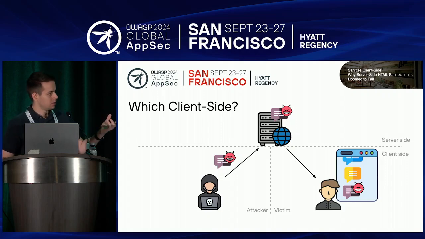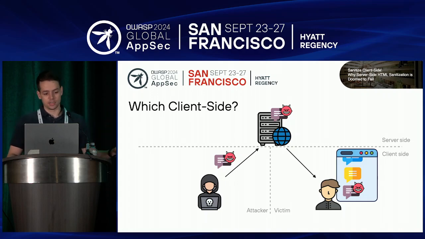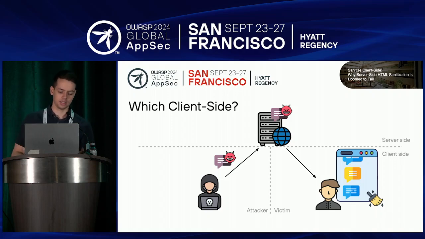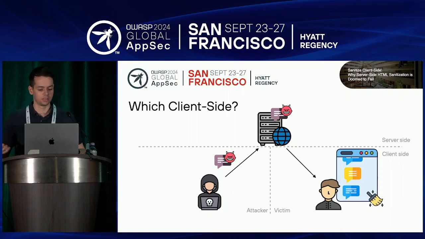And then we have the victim, which is the one that views the page and essentially triggers the XSS. So we have actually two nodes on the client side. And when I say you should sanitize on the client side, I mean you should sanitize on the victim's client side. Because, of course, on the attacker side, the attacker doesn't have to obey any sanitization rule. They can just simply bypass it if the code is on their side.